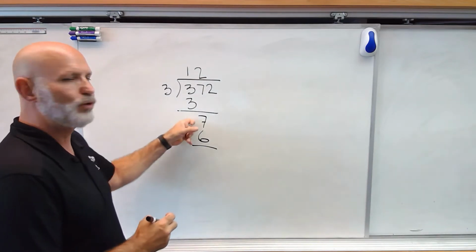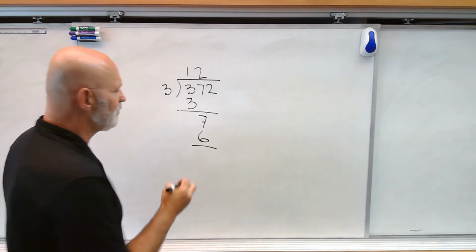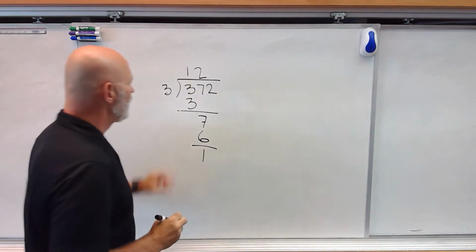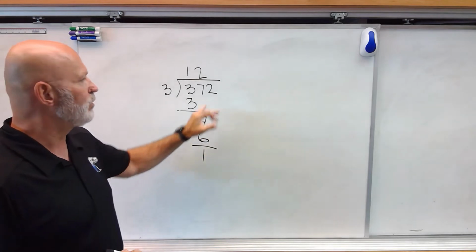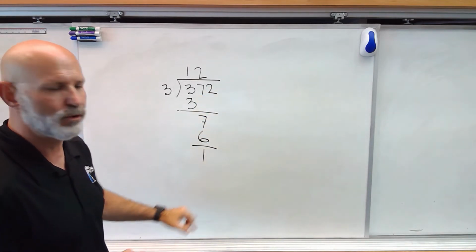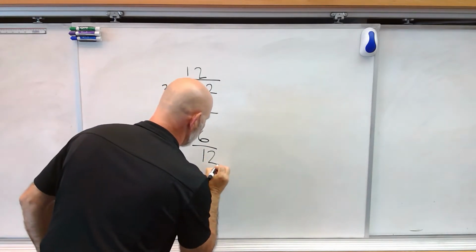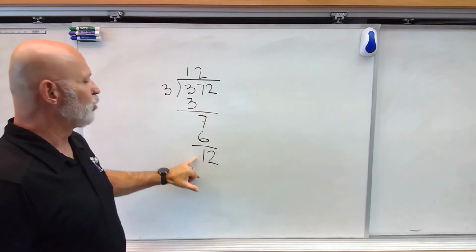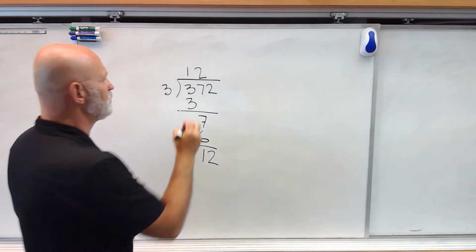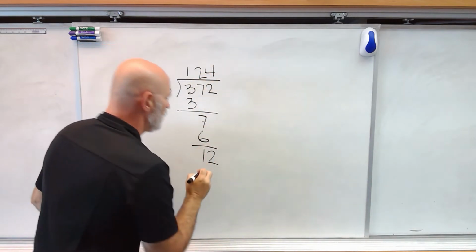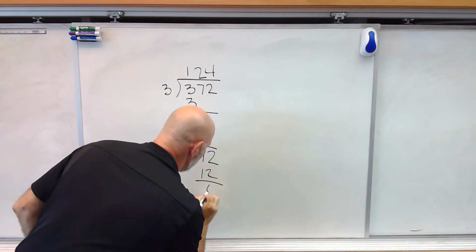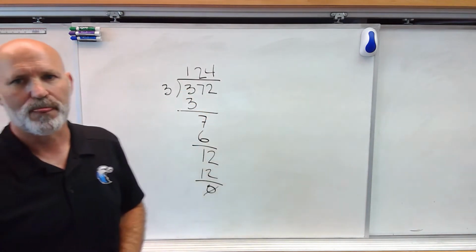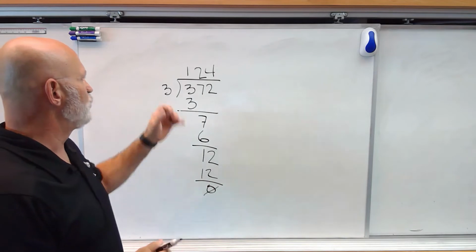Now I'm going to go ahead and subtract these. So 7 minus 6 is 1. Now I know that 3 can't go into 1, so I'm going to have to bring down this last number, which is a 2. That makes 12. Now 3 will go into 12 4 times, with a 0 as a remainder. So it goes into it evenly.